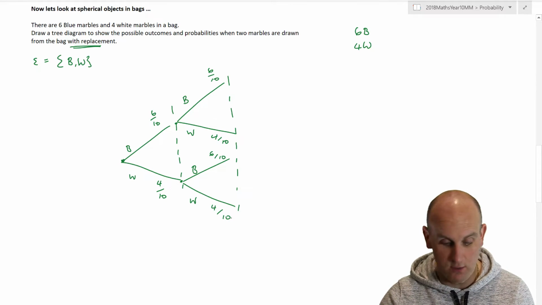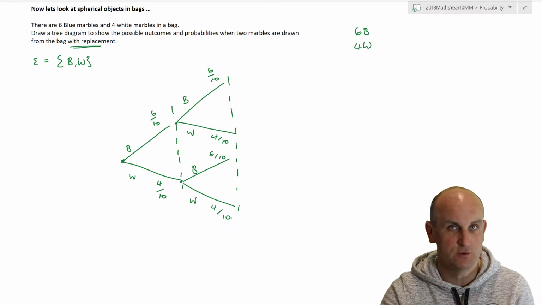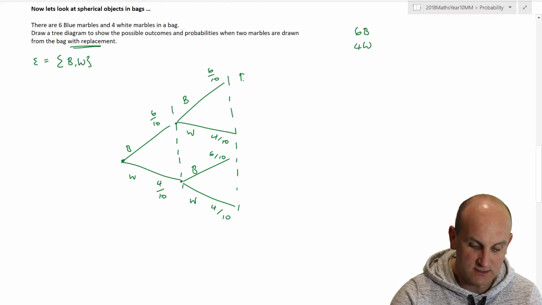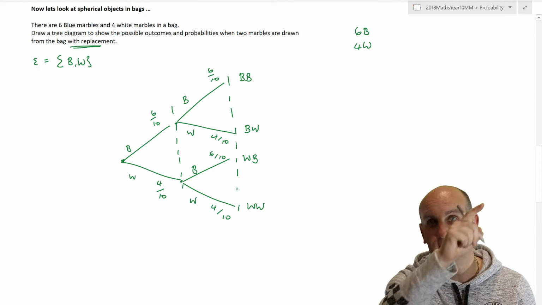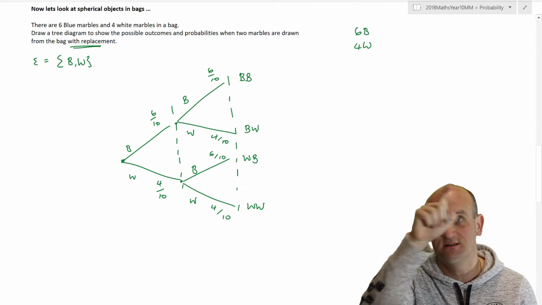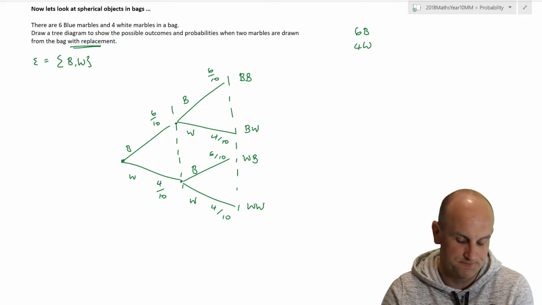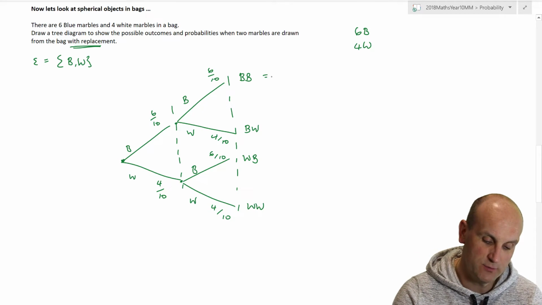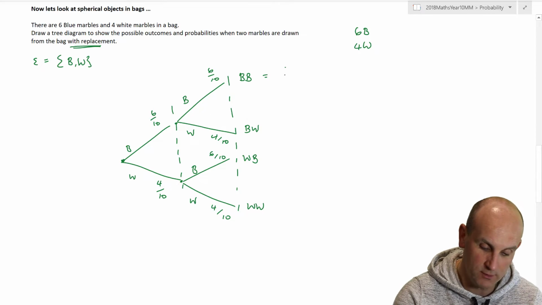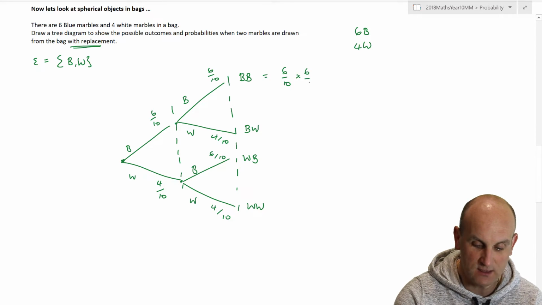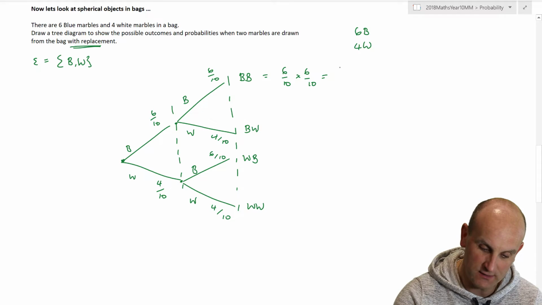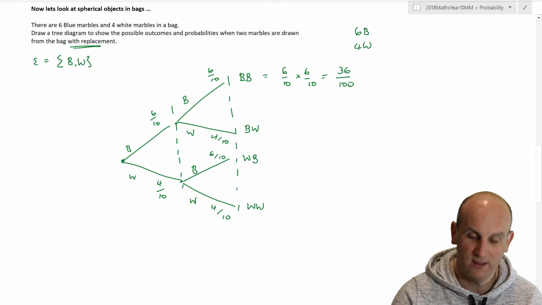Is it finished yet? No. I now need to list my sample space, my events, or what each of those branches stand for. So this is blue followed by blue, blue followed by white, white followed by blue, and white followed by white. And all I'm doing is reading those letters off each of the branches as I zigzag through. They're like one-way streets. Working out each of the individual probabilities, we've got blue blue, which was 6/10 times 6/10, which gave me 36 over 100. That was nice and easy.